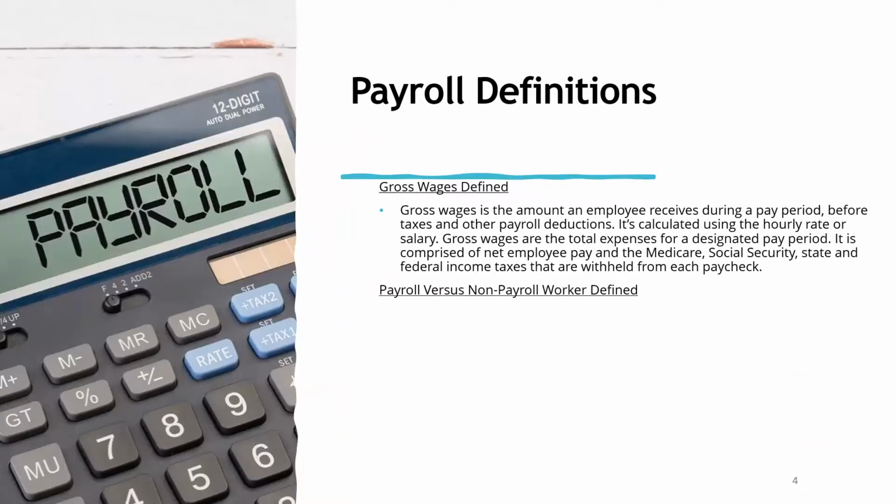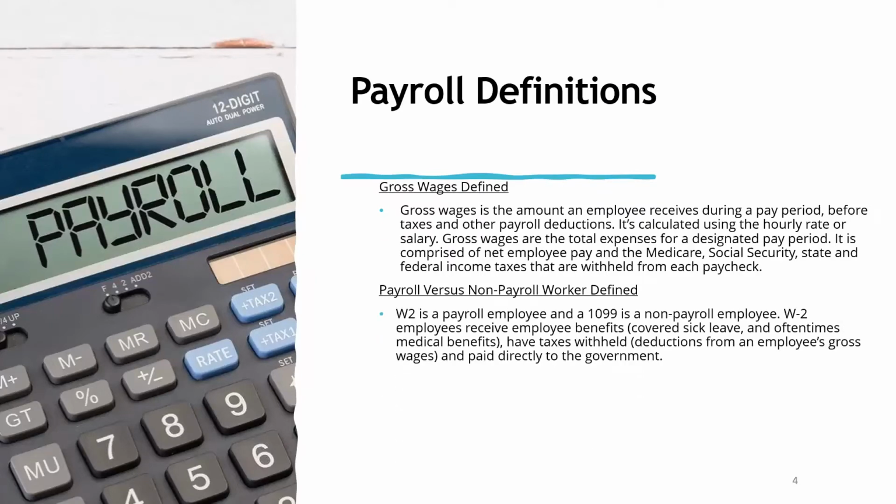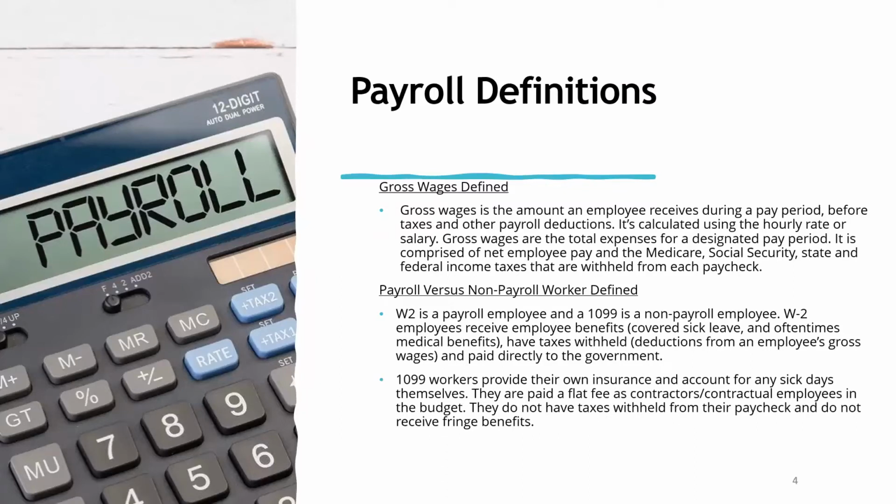What's the difference between a payroll versus a non-payroll worker, you ask? A W-2 employee is a payroll employee, and a 1099 is a non-payroll employee. W-2 employees receive employee benefits, covered sick leave, and oftentimes medical benefits, and have taxes withheld, which are deductions from an employee's gross wages, and these are paid directly to the government. 1099 workers provide their own insurance and account for any sick days themselves. They are paid a flat fee as contractors, or contractual employees in the budget. They do not have taxes withheld from their paycheck and do not receive fringe benefits.